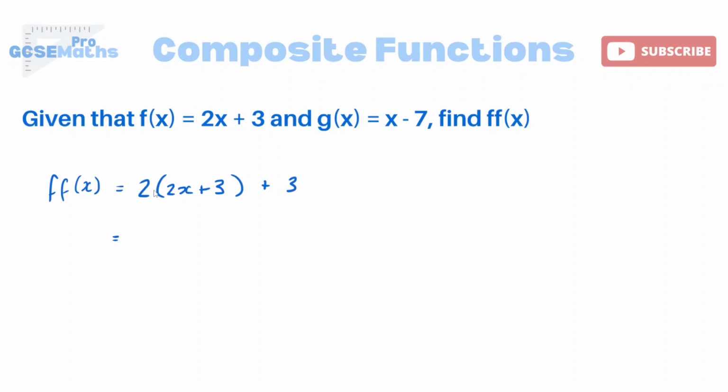And obviously now I'm just going to expand it and simplify, aren't I? I've already done the composite function part. I'm just going to now expand and simplify. So 2 times 2x is 4x, 2 times 3 is plus 6, and we have the other plus 3 there. Now I'm just going to collect the like terms. So I've got 4x, and obviously 6 plus 3 is 9. Okay, so that's it. So you're literally doing the same idea, except we're substituting the same function into itself.